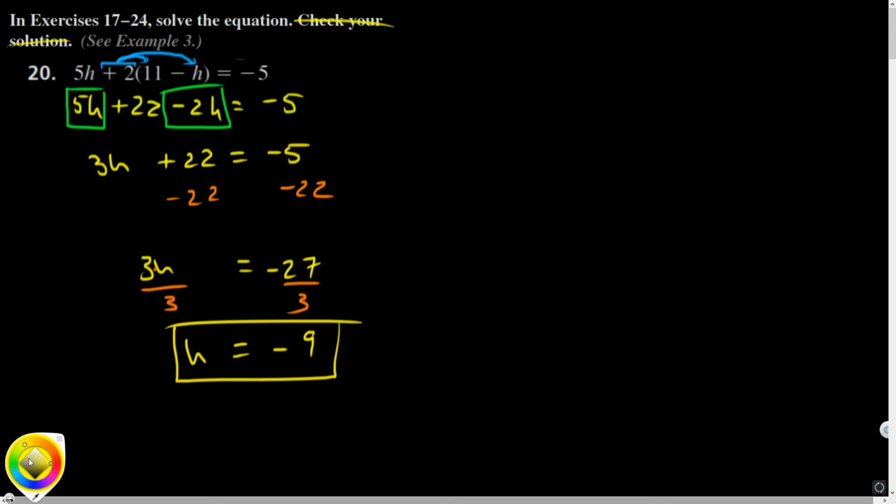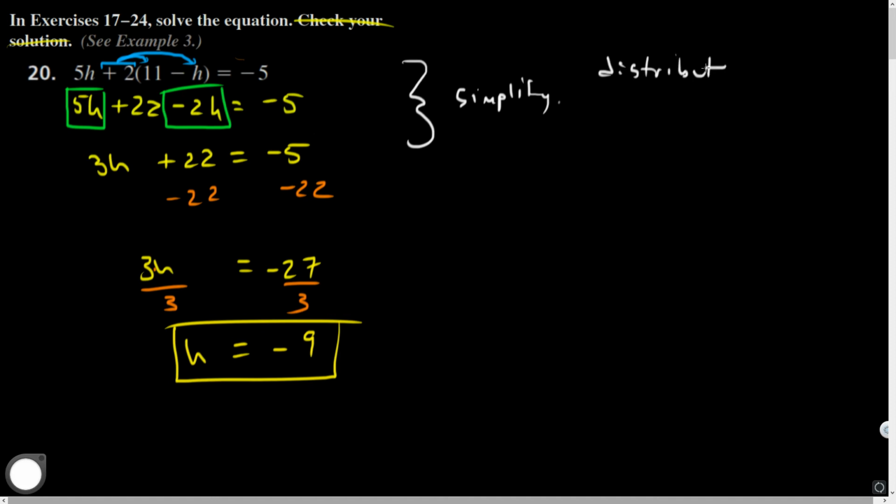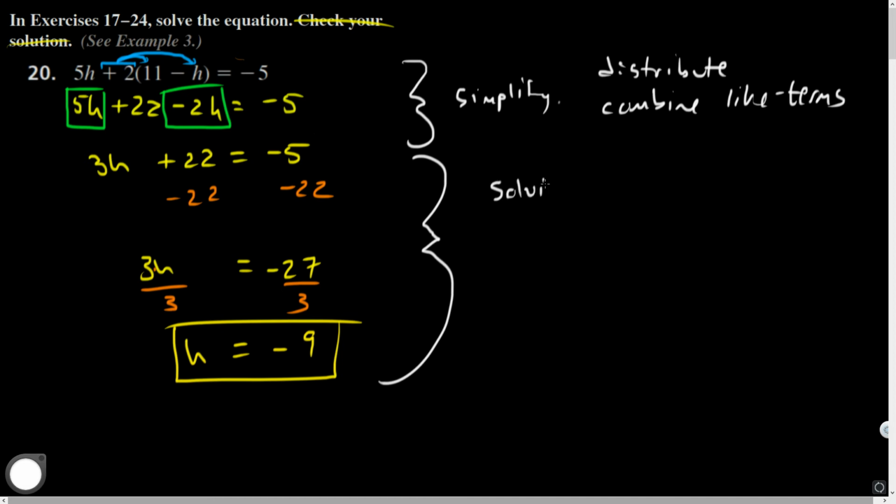But the general strategy, actually I'll even outline that for us here, is at the beginning I was simplifying. All right, so that meant things like distribute. That meant things like combine like terms. And then after that, oh man, why can't I get my curly brace? There it goes. I was solving or isolating the variable.